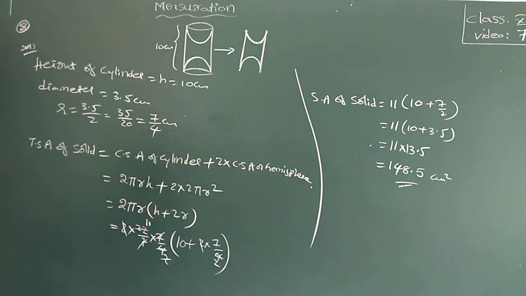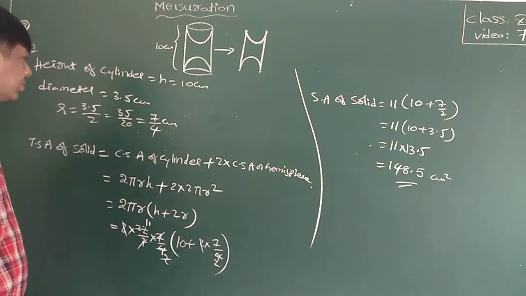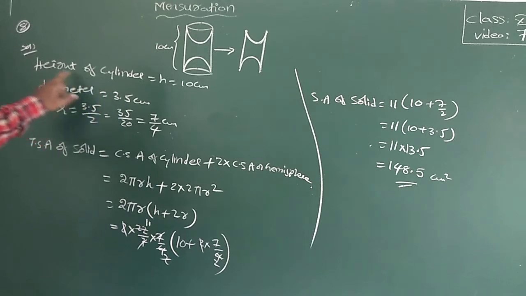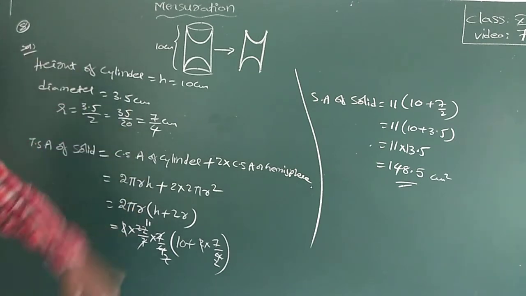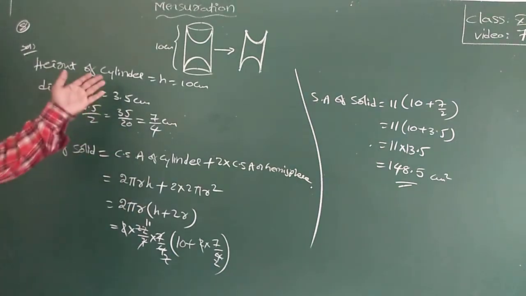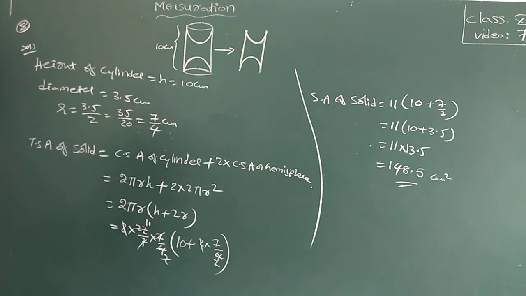So check your textbooks. In the new textbook there is a correction. According to your textbook, you go through it. But whether they mentioned it or not, take this 3.5 as a radius and solve the problem. Take 3.5 centimeters as a radius and solve this problem. Same problem, do once again.